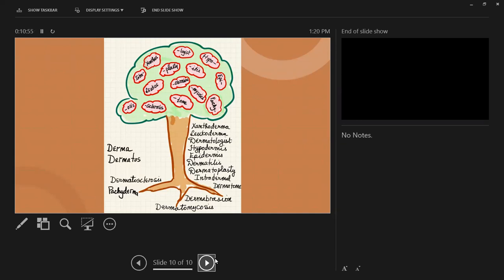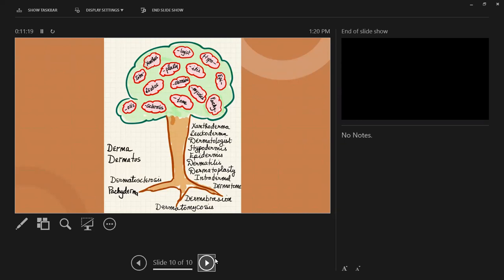Pachy, thickened, like an elephant skin. Xanthoderma, yellowing of the skin. Leukoderma, white patches on the skin. Dermatologist, specialist who studies the skin. Hypodermis, the layer below the skin. Epidermis, the outer layer of the skin.